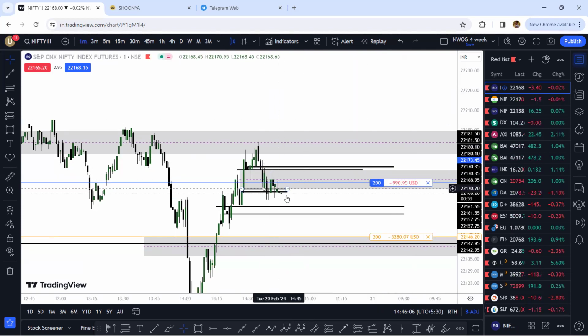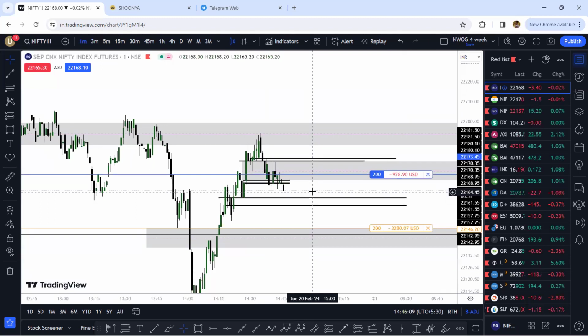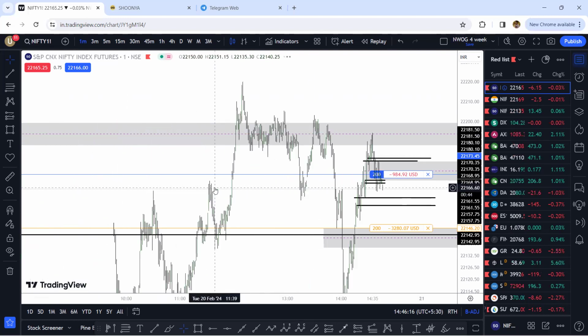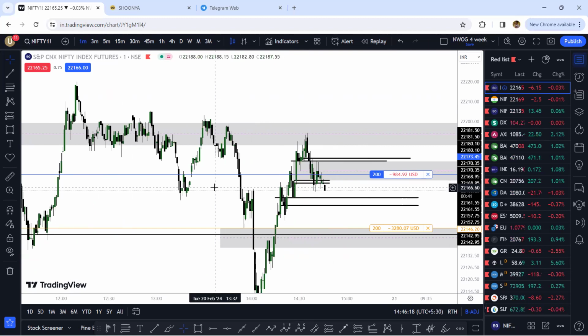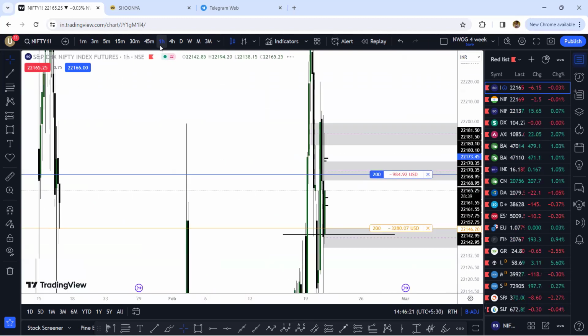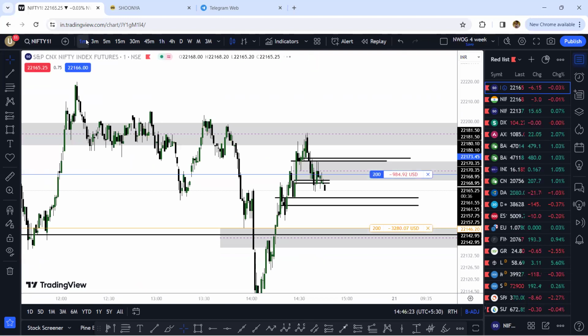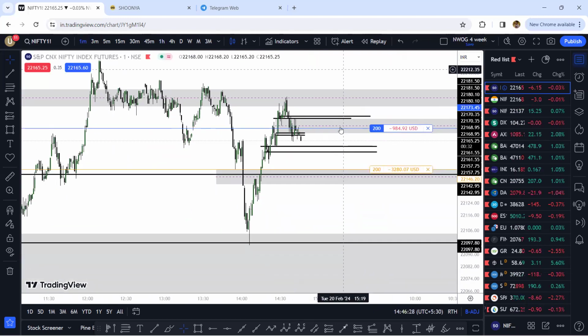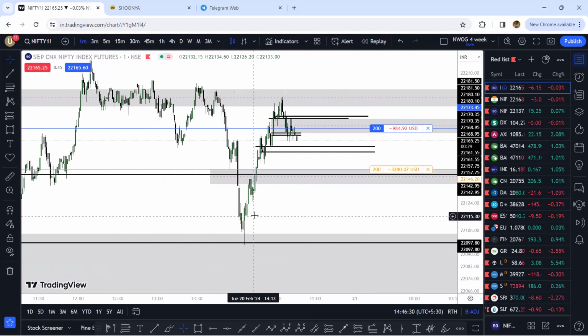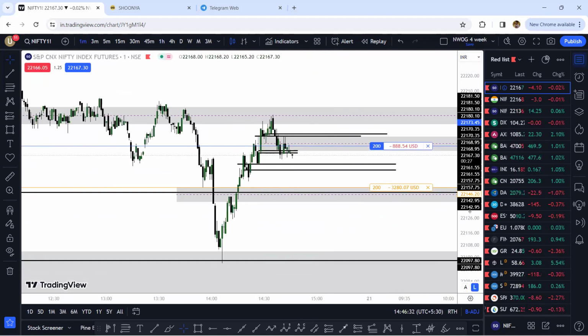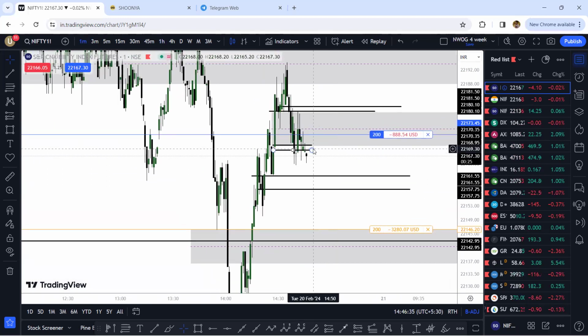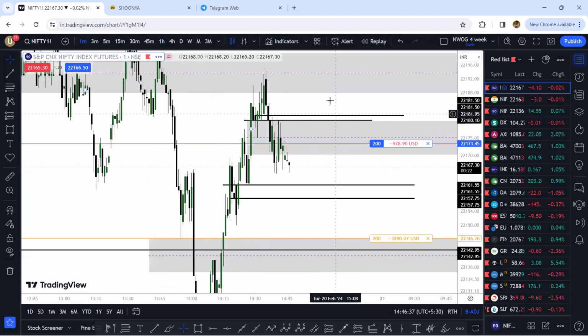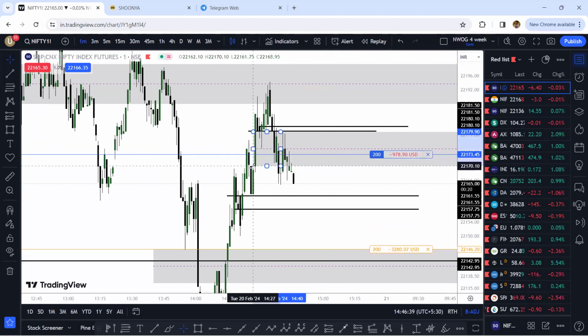Something I don't like, obviously, looking at this. So I would like to see this 1 minute actually test and then shoot up. If not, then the markets are actually dropping down below that low. So I want to see this get reclaimed. This fair value gap should get reclaimed. The price should go back above this fair value gap.